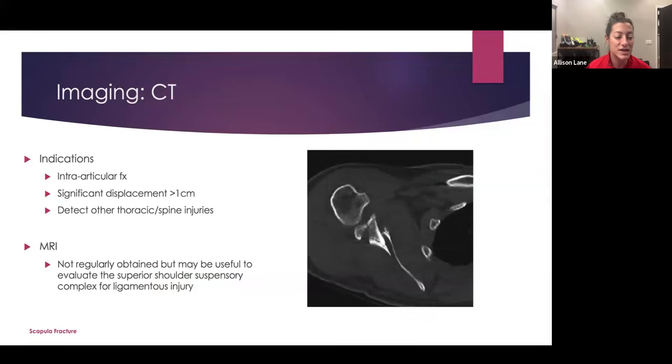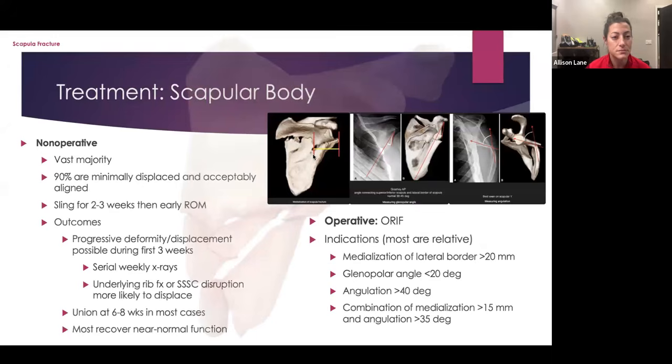Imaging, CT: intra-articular fractures, displacement, concern for other injuries. That's going to be the majority of it. MRI, sure, maybe if you're looking for that superior shoulder suspensory complex, like looking for that ligamentous injury, you may consider it, but that's not going to be the majority of what you're going to use.